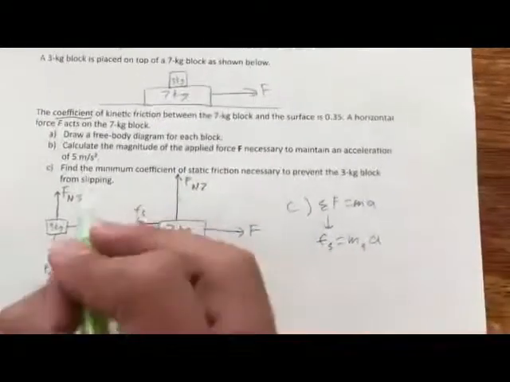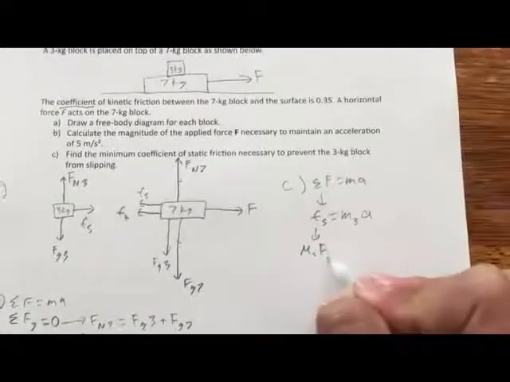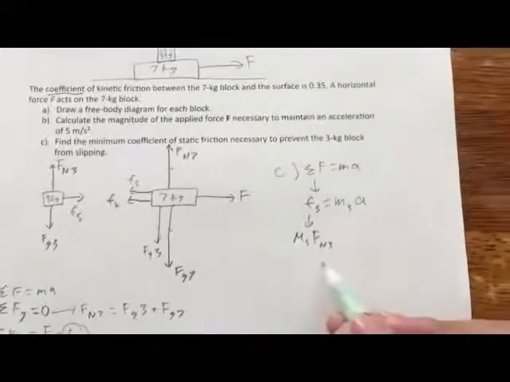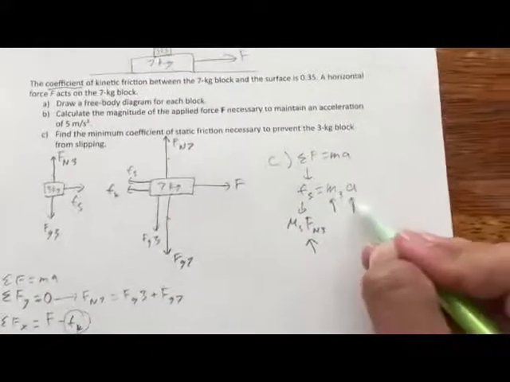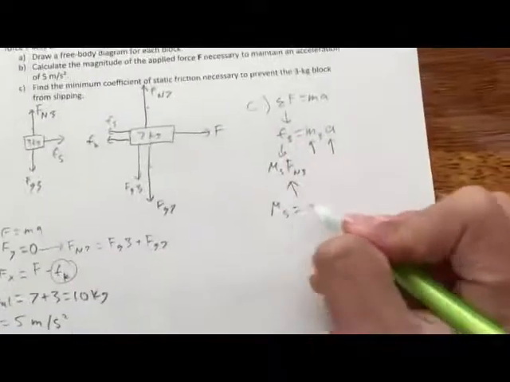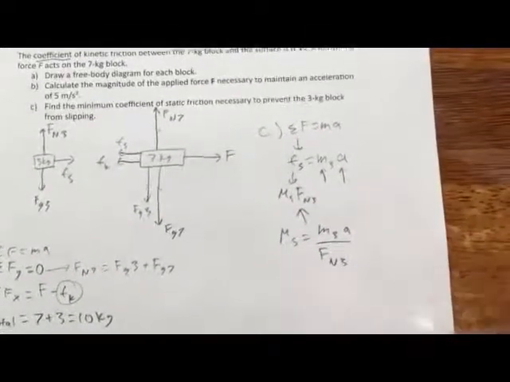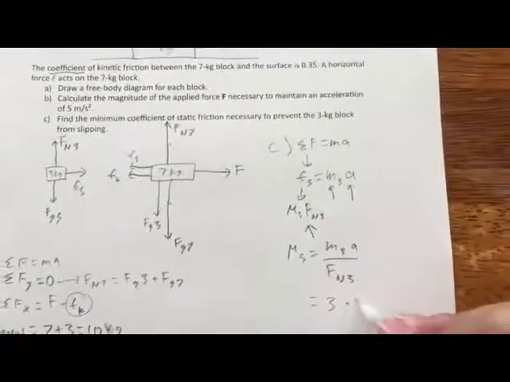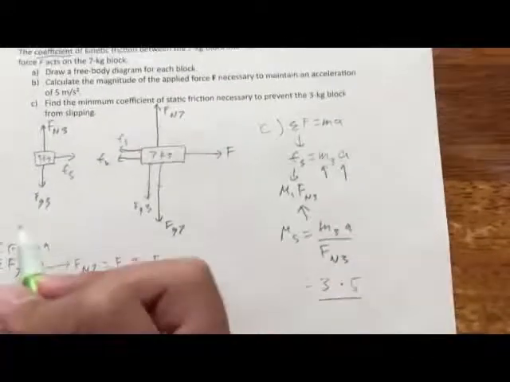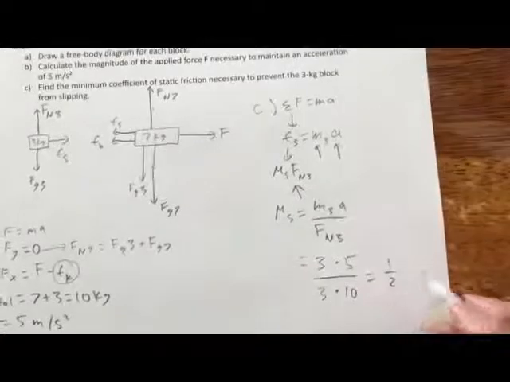So we're calculating the coefficient. So this is mu_s times F_N3. We know this, it's just mg. We know this, and we know this. So we're good to go. Mu_s is equal to m_3 a over F_N3, which is equal to the mass of 3, which is 3 kg, times acceleration, 5, over mg, which is the mass times gravity, which is equal to 1/2. And we're done. Cool.